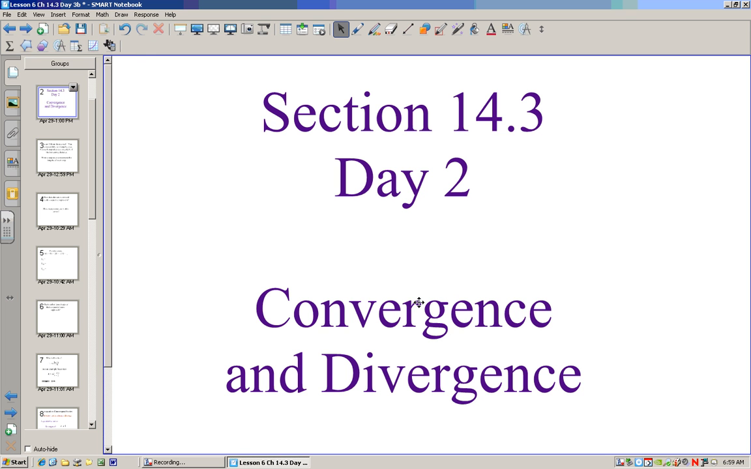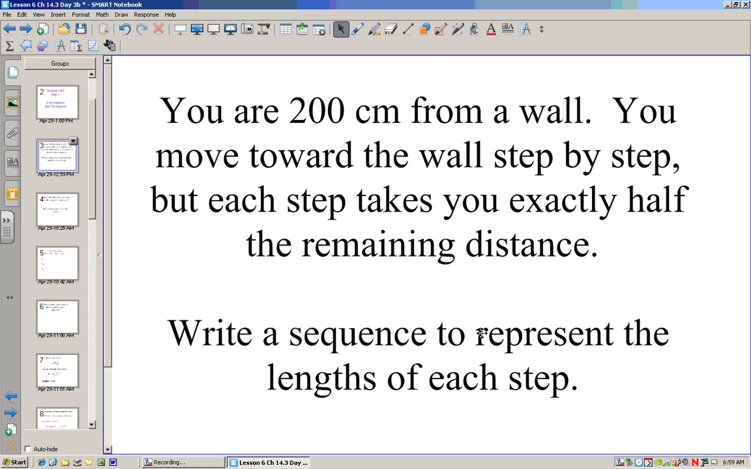Hello, and welcome to our lesson on convergence and divergence of series. Now we're going to start with an example. Assume you're 200 centimeters from a wall.